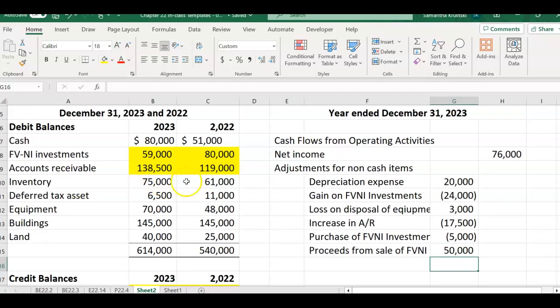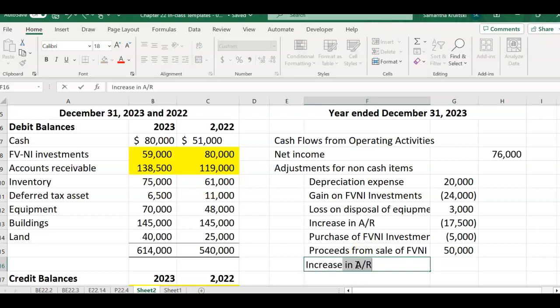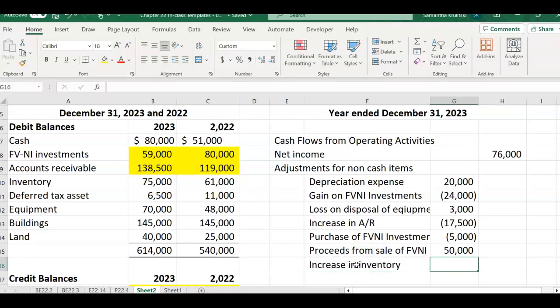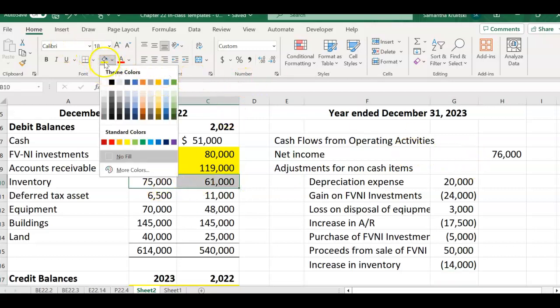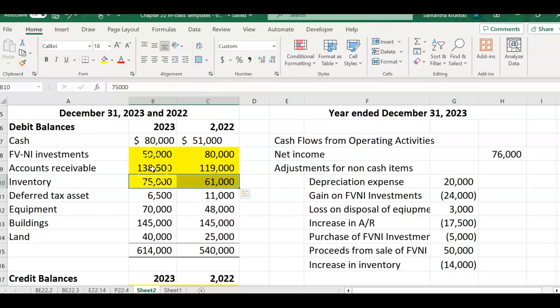Okay, so now I see that there is a change in inventory, and inventory has increased. So I've got an increase in inventory. I'm going to treat it the same way. I am going to be adding the prior year, subtracting the current year. Okay, so I get cash outflow of $14,000, which makes sense. If my inventory has increased, well, how did I pay for that increase in inventory? I must have had to use cash to pay for it. So I'm going to highlight it yellow. I've taken care of that.